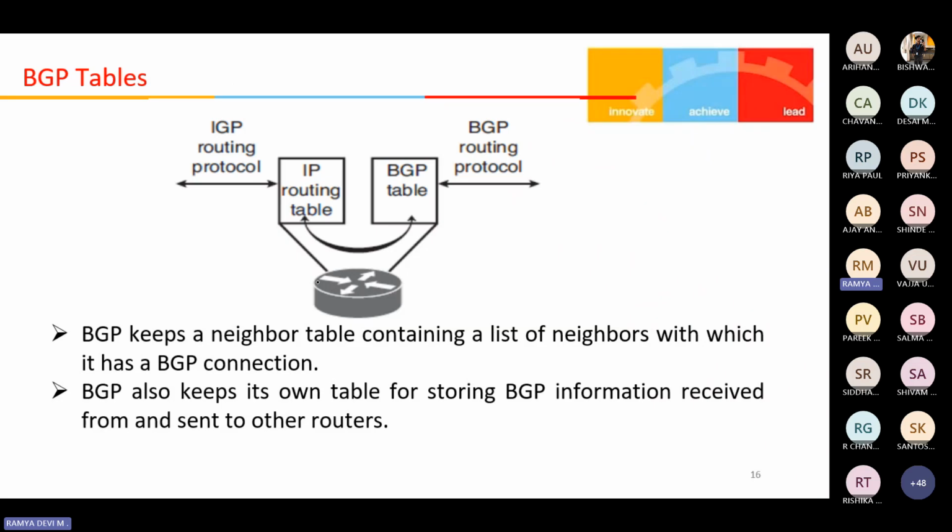Now we'll see the tables. It stores all the PGP peers. What are PGP peers? The neighbors. The table will have the neighboring IP address and the state of the session, whether it is an idle state, connected state, active state, or open confirm state. There are different states. So it maintains three pieces of information: the neighbor's IP address, the session state, together with the PGP version and AS number.